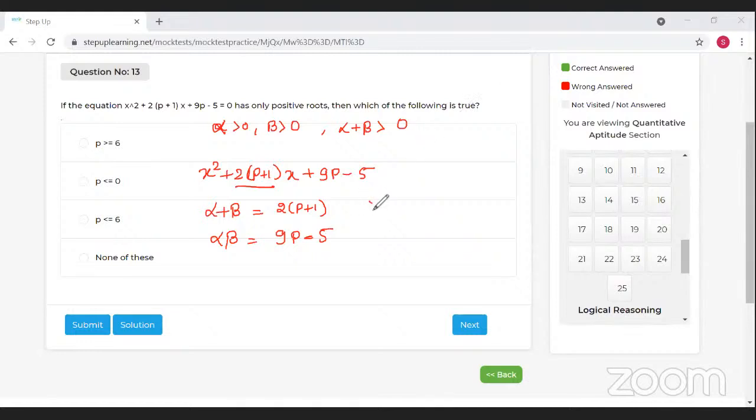So this 2p plus 1 has to be greater than 0. So p has to be what? So 2p plus 2 is greater than 0. P has to be greater than -1, right? It has to be greater than -1. So then only the roots can be positive. So yeah, this will be the answer. So the answer is none of this.